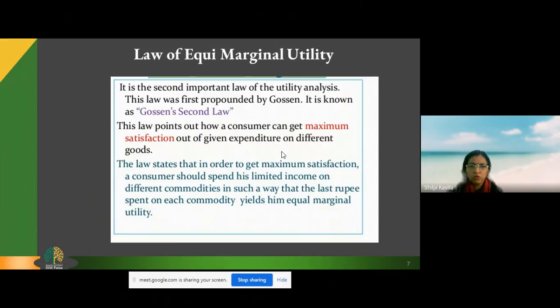This law is also known as Gossen's second law, and it points out how a consumer can get maximum satisfaction out of a given expenditure on different goods. The law states that, in order to get maximum satisfaction, a consumer should spend his limited income on different commodities in such a way that the last rupee spent on each commodity yields him equal marginal utility.